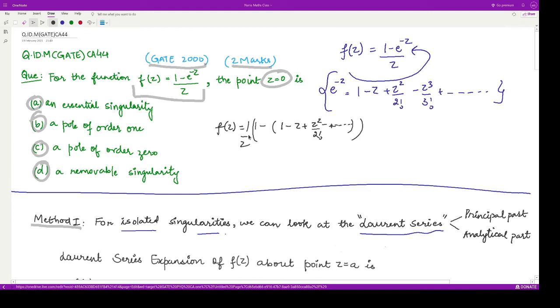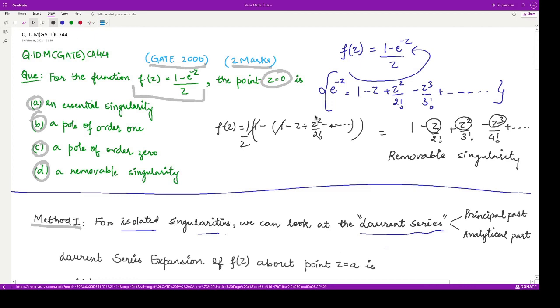Here you see the 1 and 1 cancel and the z and z cancel, so in effect we have 1 − z/2! + z²/3! − z³/4! and so on. So this is our function. Now we see there is no term present in the principal part. All the z terms are present in the numerator itself. That means we can claim from here that we have a removable singularity for this particular function.